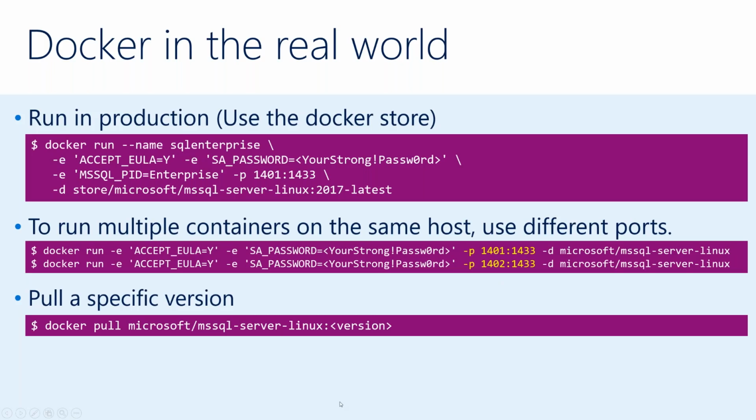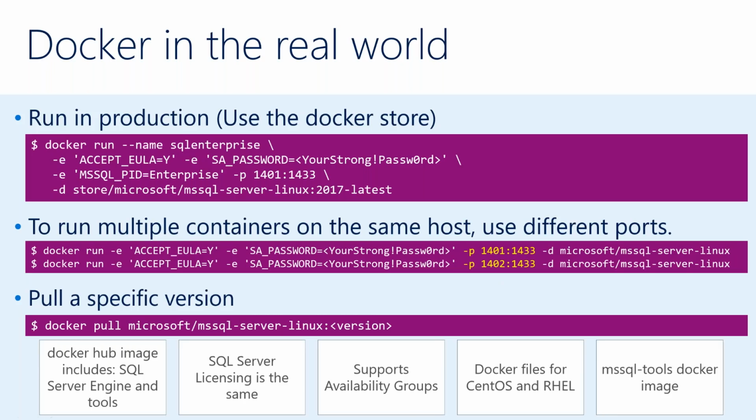And then Docker also allows you to pull a specific version of SQL Server. And so the hub includes the engine and the tools. The licensing is the same model. And in fact, I should stop right now to tell you that SQL Server licensing for Linux, if you have a contract with Microsoft or you buy a SQL Server license independently, that license works for both Windows and Linux. You don't have to buy separate SQL Server licenses for Linux and for Windows, and those licenses apply for your use of Docker.